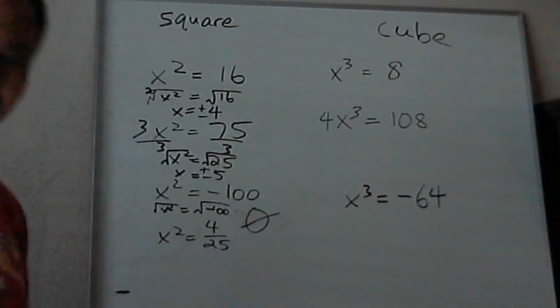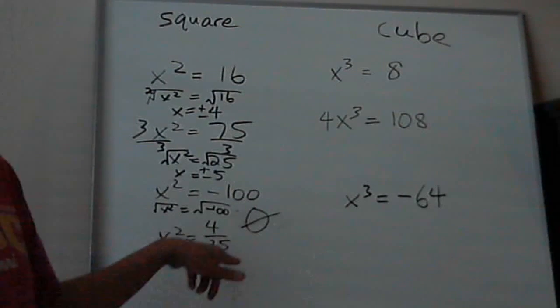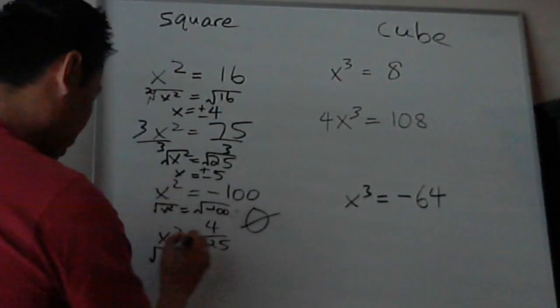There are those fractions again. They never leave, do they? So you're doing x squared equals 4/25. What do you do? Same thing, take the square root. There's nothing different.